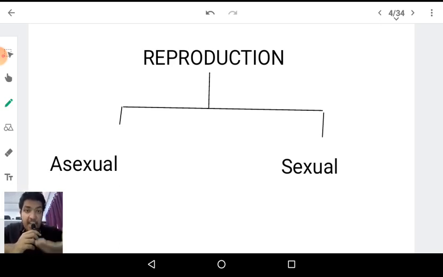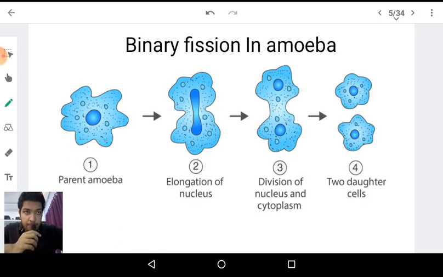Asexual reproduction is rare in animals, but there are some organisms in animals also which can show asexual reproduction, like the planaria. So now let us study the details of asexual reproduction. The first one that we are going to study is the process of fission. Now, the basic principle of asexual reproduction is cell division.